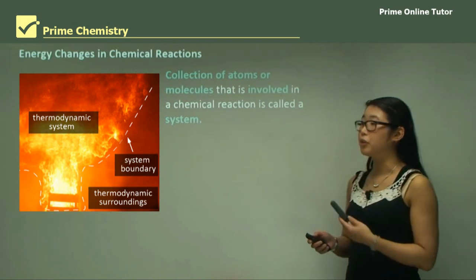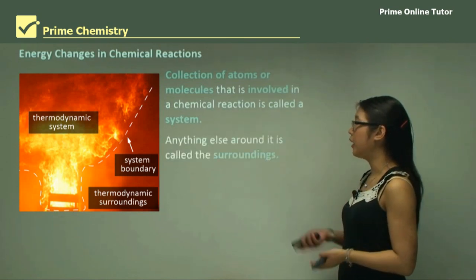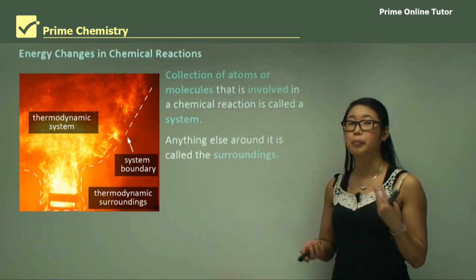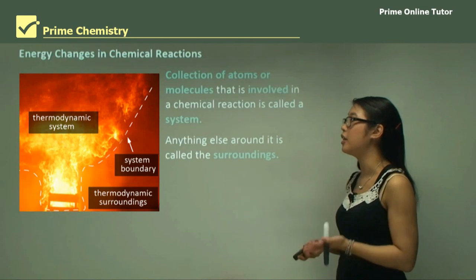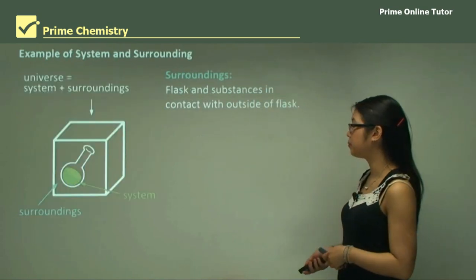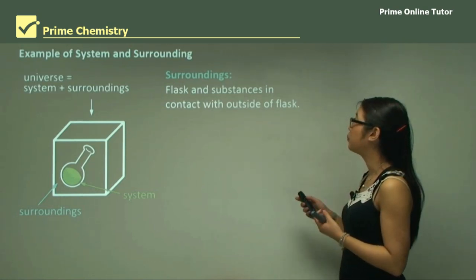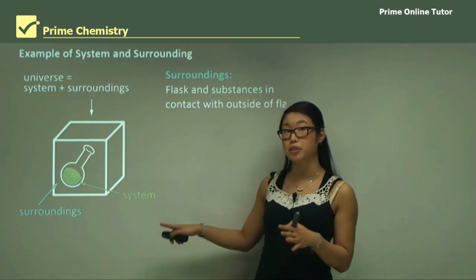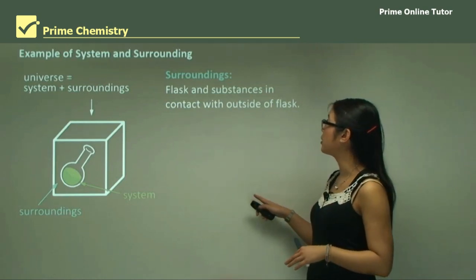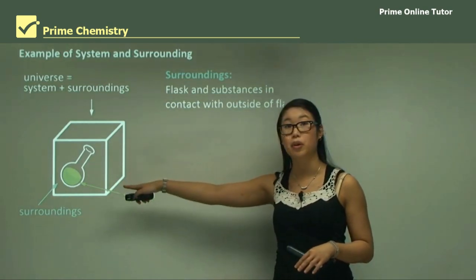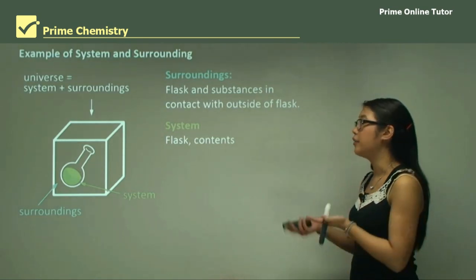A collection of atoms or molecules that is involved in a chemical reaction is called a system. So this is what's involved. Anything around it is called the surroundings, and that's what we're going to be measuring to see if there's a change in heat, or if there's light or energy being released into the surroundings. An example is a flask with a substance in it. We're looking at systems and surroundings in this case. The surroundings is the outside of the flask and the substances in contact with the outside of the flask, whatever's in the box here. And the system is all the things in green, the inside of the flask and the contents of it.